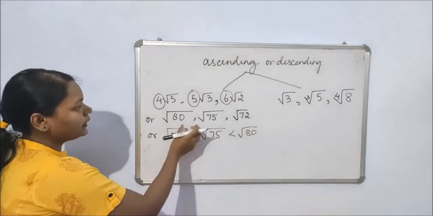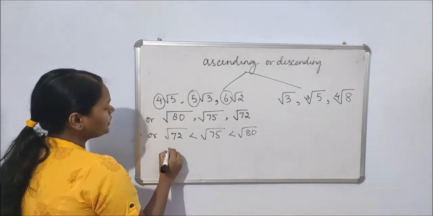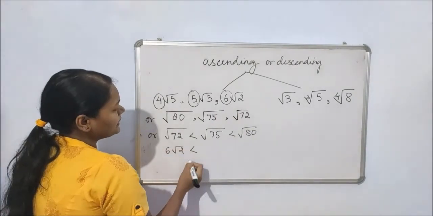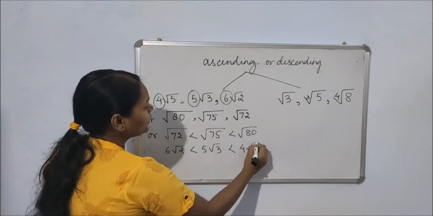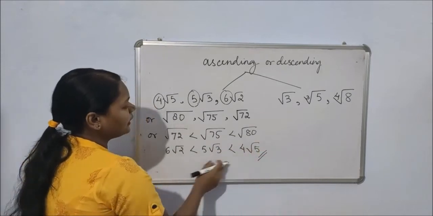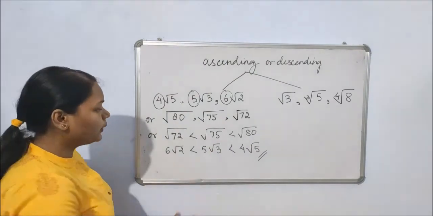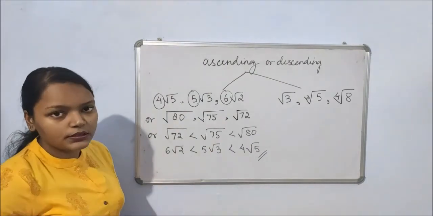Therefore, now we can write the original values. Root 72 was 6 root 2, which is less than 5 root 3, and which is less than 4 root 5. Hence, this is my final ascending order. If you want the descending order, just reverse it and write it.